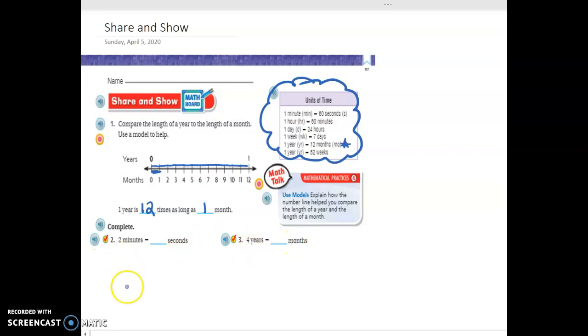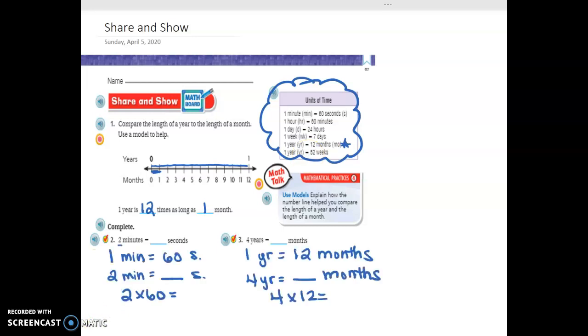I want you to go ahead and pause. Take a look at this table up here and solve on your own. And when you push play, we will reveal the answers to see how you did. Now, we have 1 minute that equals 60 seconds. So right here, they say we have 2 minutes. So we have 2 sets of 60 right there. 2 times 60 is 120. So we know that 2 minutes equals 120 seconds.